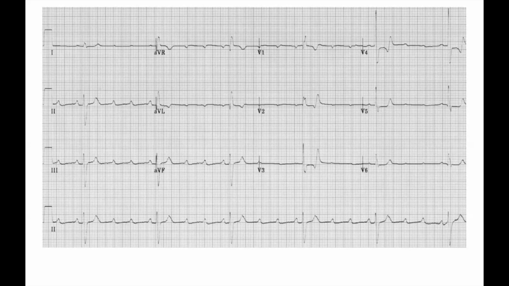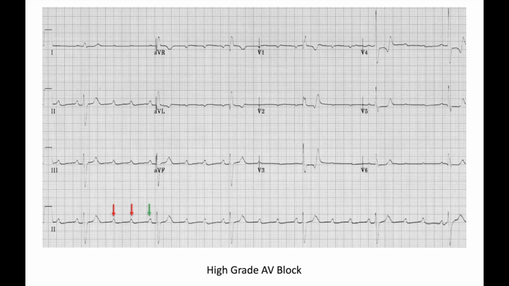So this is our next EKG. Why don't you all pause the screen for a moment? Okay, so this is high-grade AV block. Essentially, the red are the non-conducted P waves, and the green is the conducted P wave here. And you can see that there are actually two P waves followed by a conducted P wave.